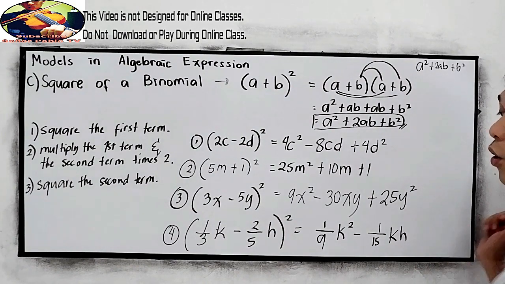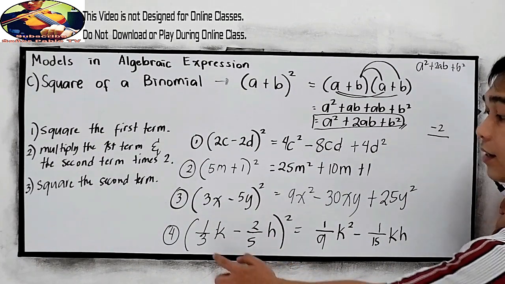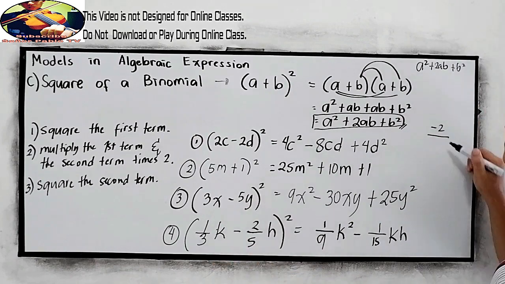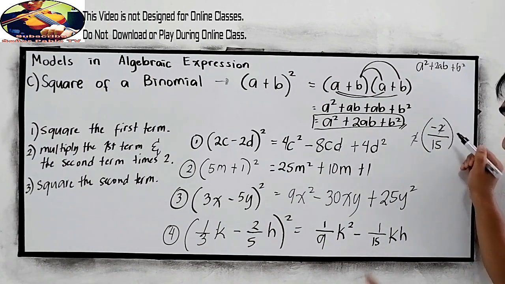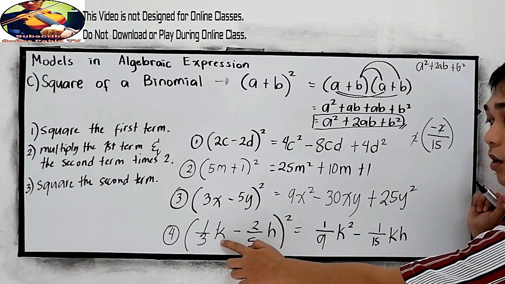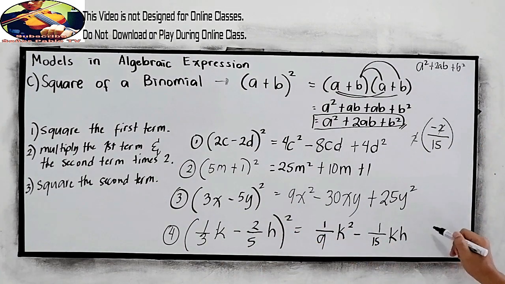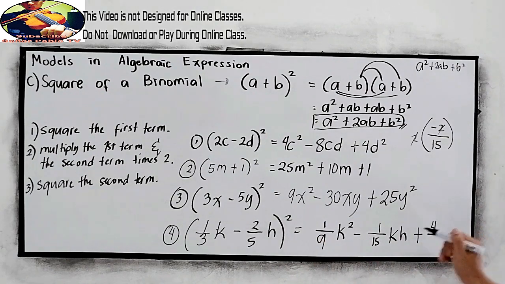Again, let us repeat. 1 times negative 2, that is negative 2 all over 3 times 5, that is 15. But we need to times 2. So 2 will be cancelled out. So the remaining is 1. That's why we have 1 here. 1 over 15. So we have the variable kh. And square the last term. Positive 2 squared, that is 4 over 5 squared, 25. And for the variable, h squared. This will be the final answer.